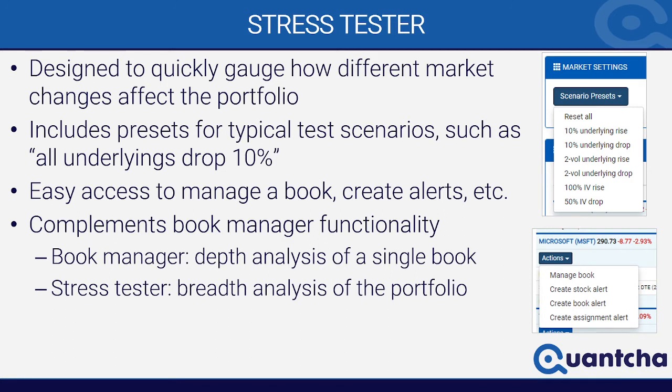Now, this is designed to complement the book manager functionality. So we have a book manager, which is one of our coolest features because it enables really deep analysis of a single book, as well as the ability to experiment with the holdings you have in that book to see how it would impact all the holdings and results expected for the underlying that you're targeting there. The stress tester, though, is sort of taking that up a level and saying, what if we wanted to see what the expected results would be in a breadth analysis of the portfolio for things like the option driving factors, such as the underlying price, the volatility, interest rate, and so on.